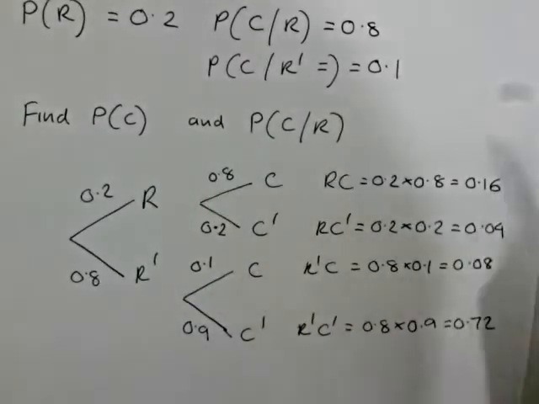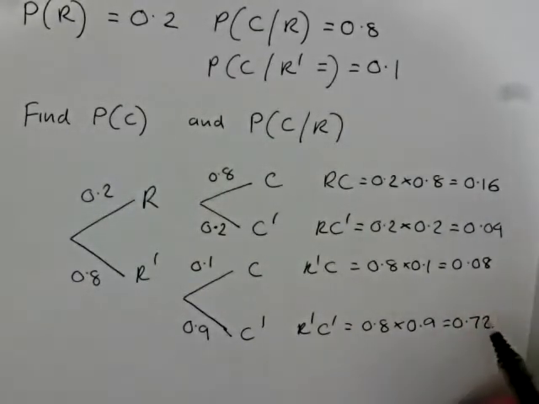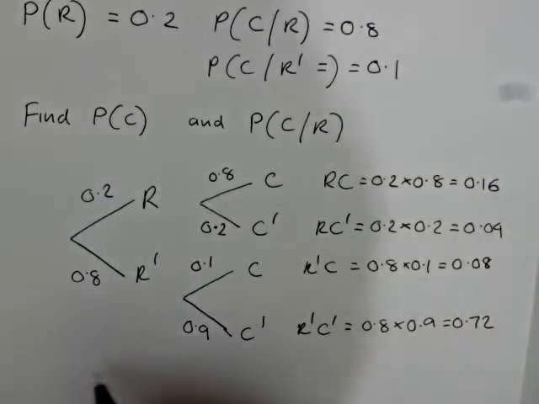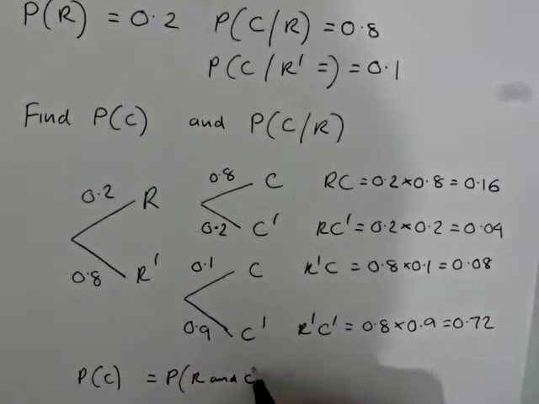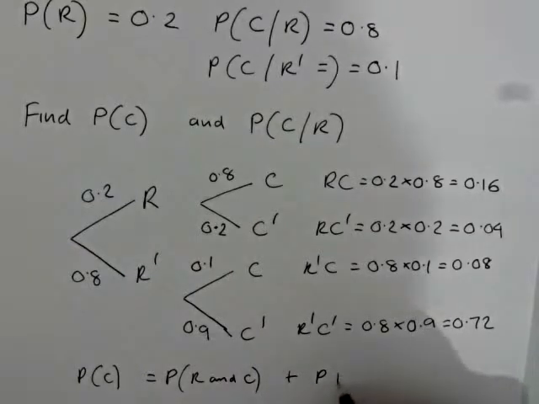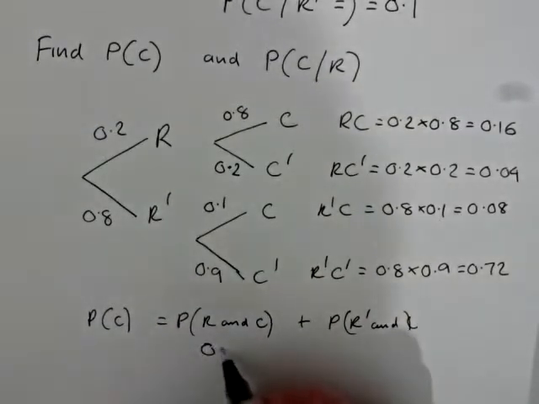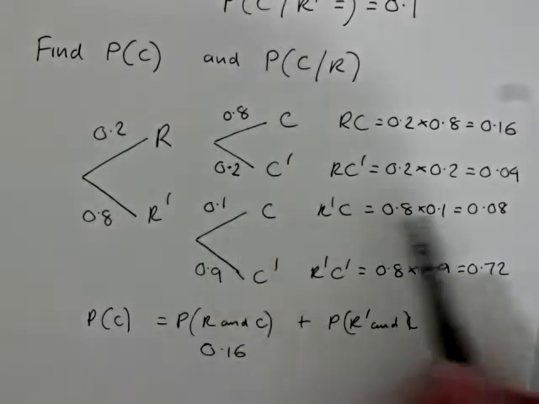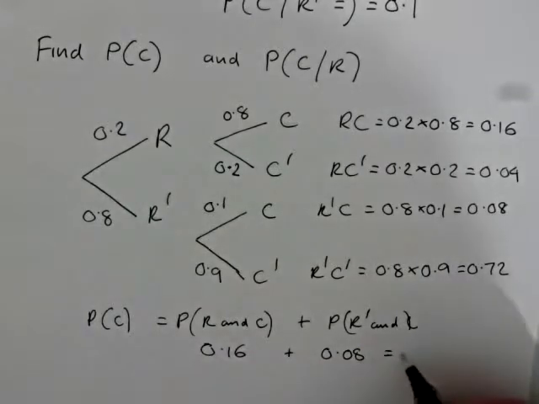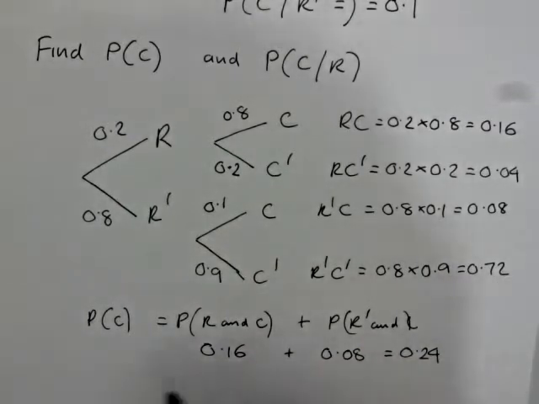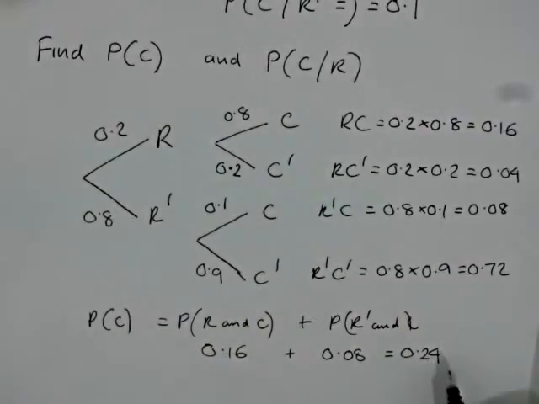The probability that I wear a coat: well, I'm wearing a coat in two of these four possibilities. So the probability that I'm wearing a coat comes from the probability that it's raining and I'm wearing a coat, plus the probability that it's not raining and I'm wearing a coat. So raining and wearing a coat, 0.16, and not raining and wearing a coat, 0.08. So the two together give me 0.24. So the probability that I'm wearing a coat on any particular day is 0.24.